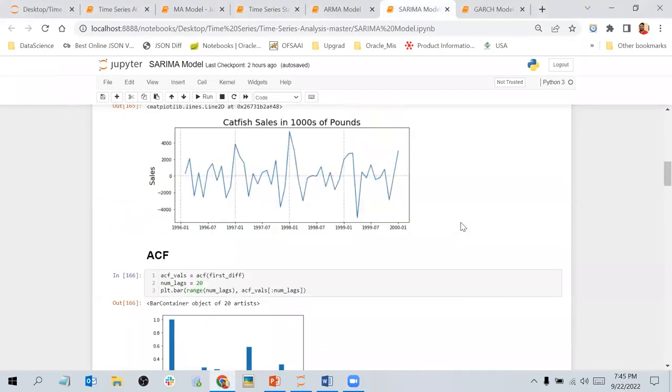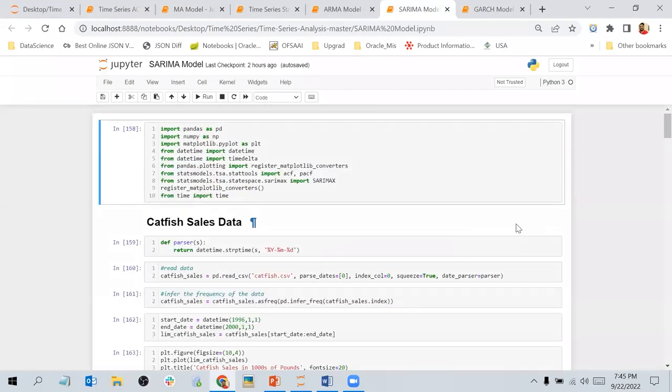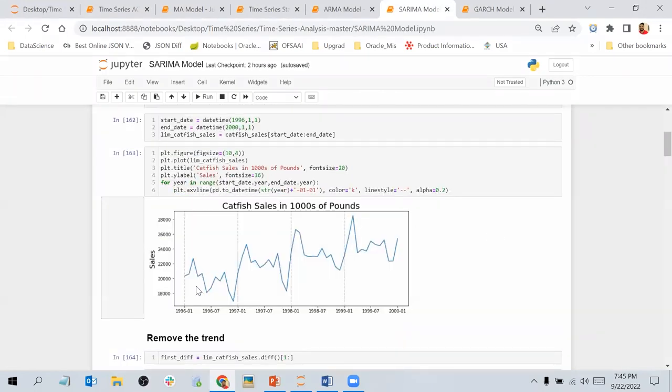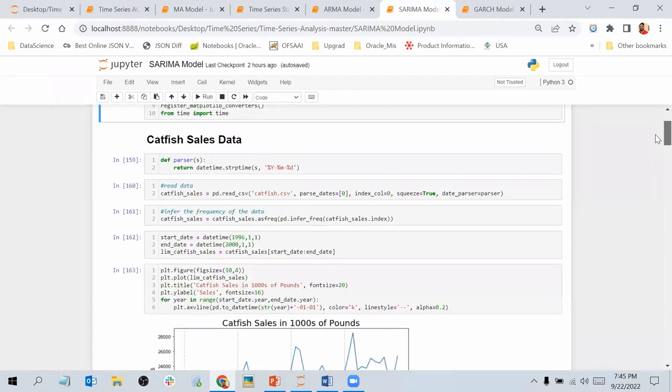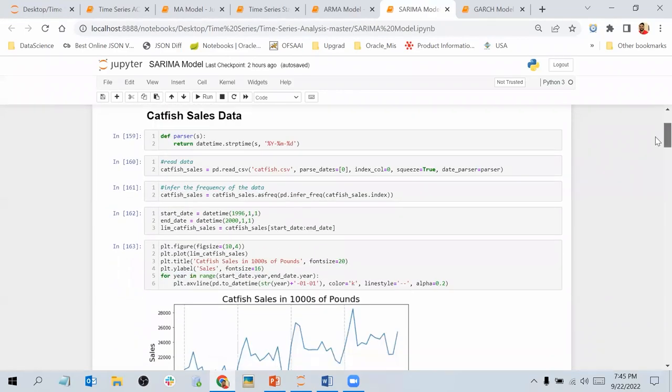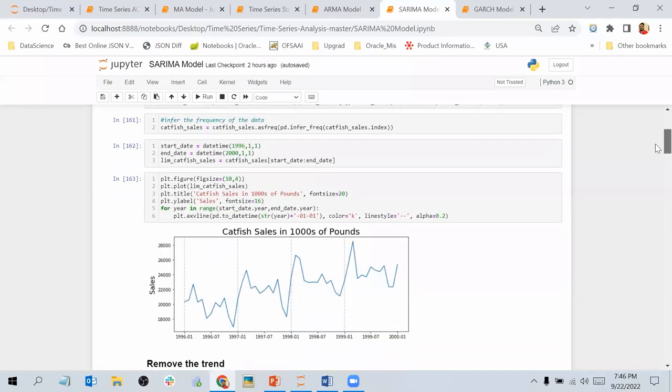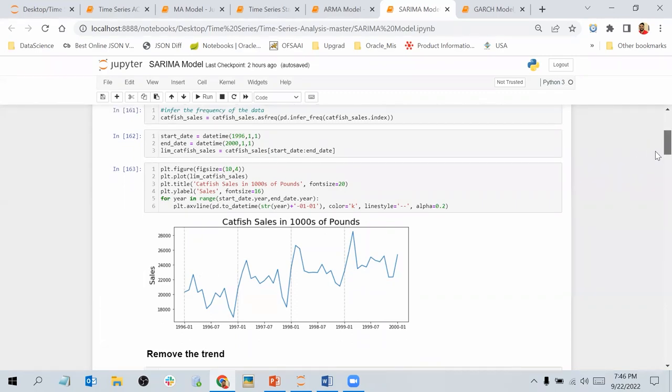Okay. So this is one of the catfish sales data. Similarly, the sales series looks like this. The way is very simple: you take your data and get the series out of it. So one of the axes becomes your time, and another one is any of the predictors that you are trying to work with, like sales.